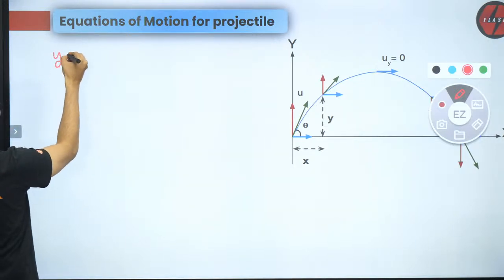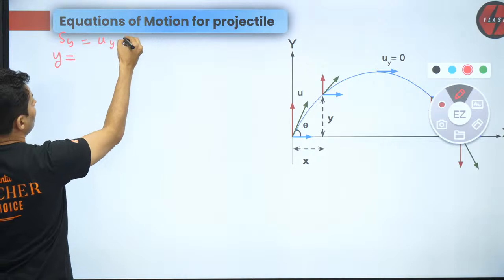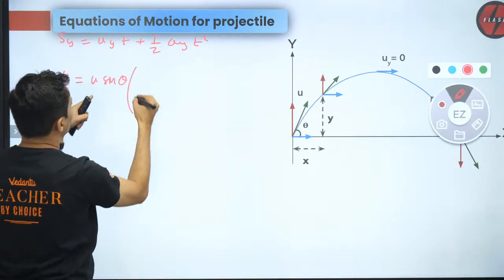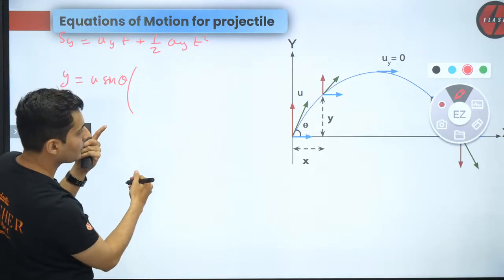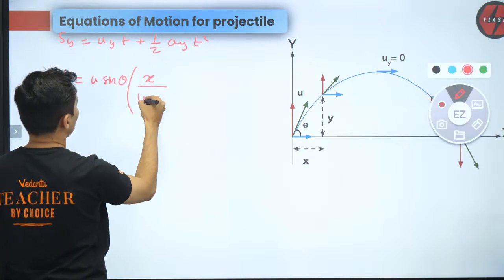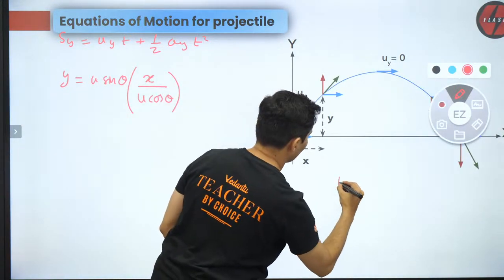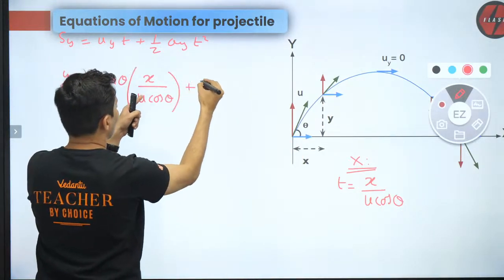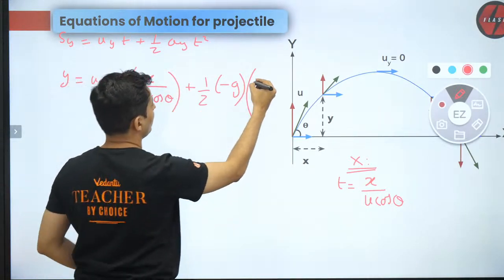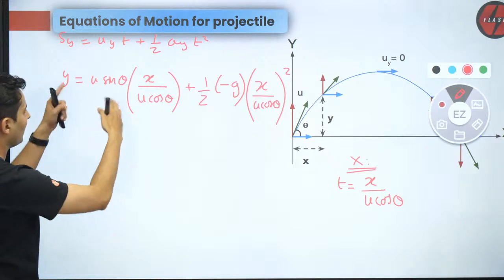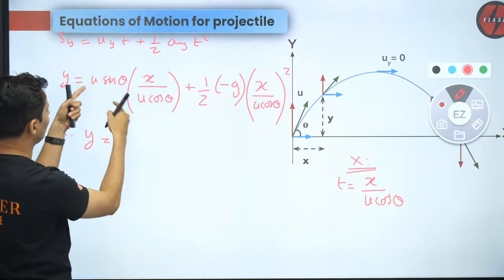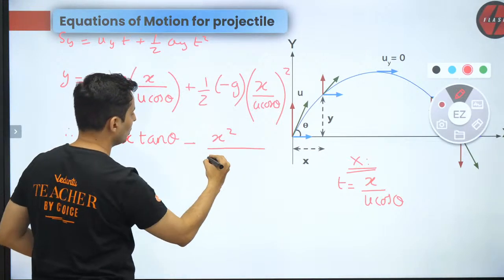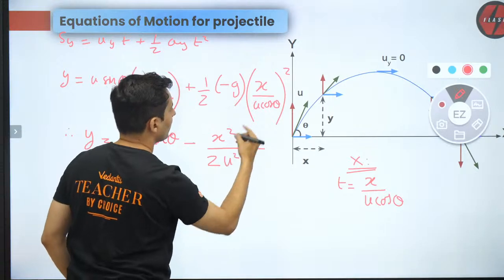In the y direction, it was y. I was using sy is equal to uy t plus half ay t square. So, sy was y, uy will be u sine theta, t I had found out some time back, x by u cos theta. So, in the x-axis, I had found out time was x divided by u cos theta, and half ay, ay is minus g, and take this whole square. So x by u cos theta whole square. Now just rearrange, you'll get the answer. Y is equal to, well, this u and this u cancel. So x sine by cos, tan theta, minus g x square on the top, 2 below, and u is squared and cos is also squared.